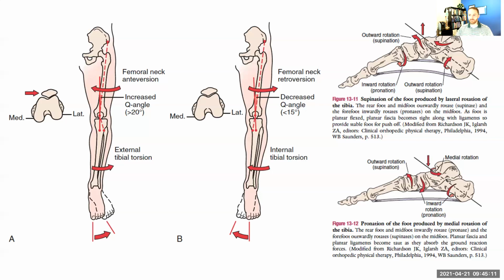Conversely, when there is medial rotation of the tibia and the hind foot is inwardly rotating or pronating, that medial longitudinal arch is going to begin to kind of splay out. And it's at this point that the plantar fascia and plantar ligaments become more taut, but here it's to absorb the ground reaction force as they make broad contact with the ground. And so we have a lot of surface area for contact.